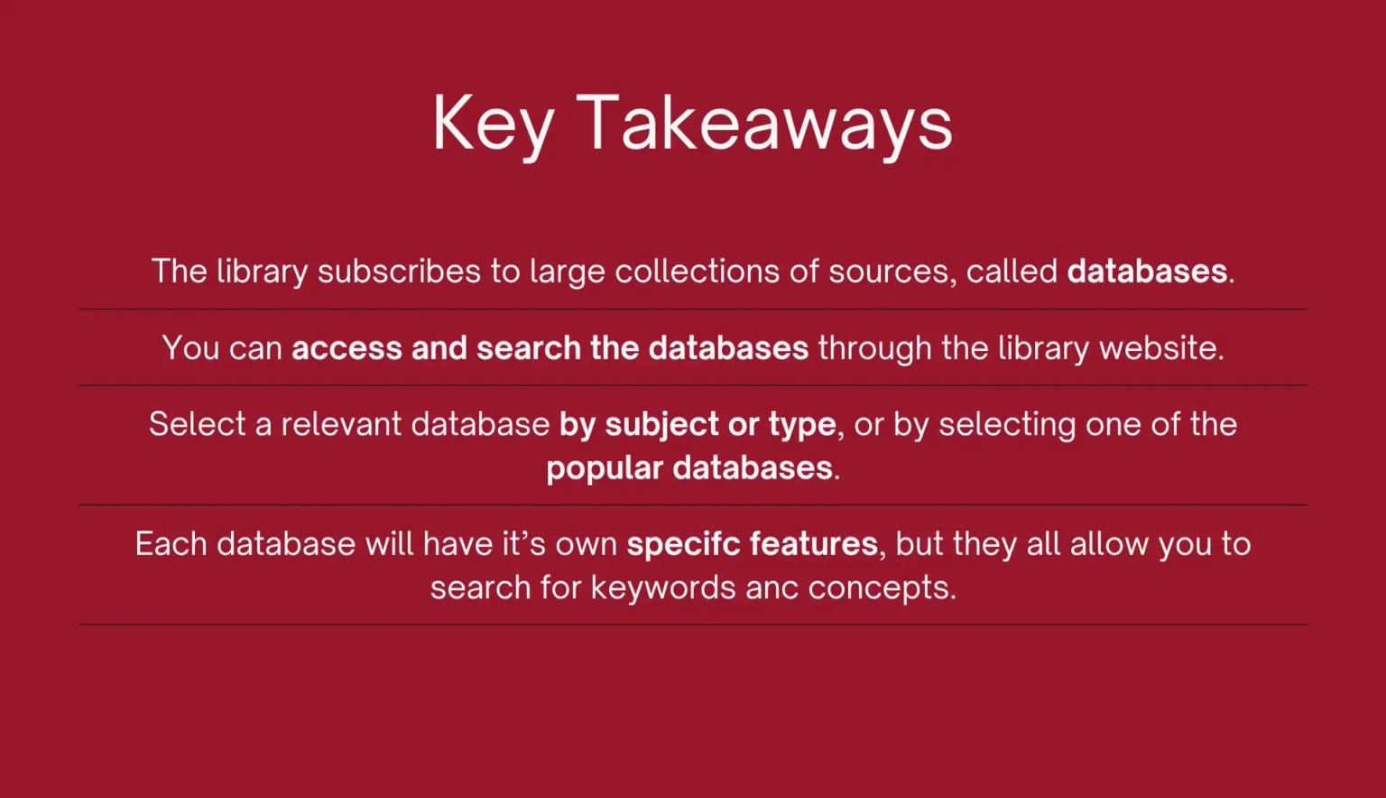Some key takeaways for you are that the library subscribes to large collections of sources that we call databases. You can access and search these databases from the library website. Selecting a relevant database is sometimes a challenge, but you can do it by looking at the different subject areas or different types of databases, or by using the popular databases or featured databases box on the right-hand side. And each database comes with its own specific features that you'll want to explore, but they're all centered around doing keyword searches for your topics or your concepts that you're interested in.